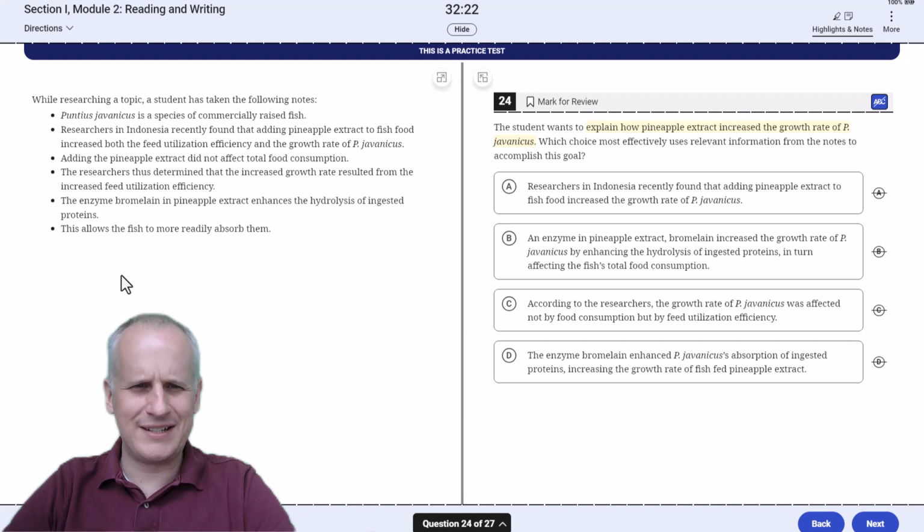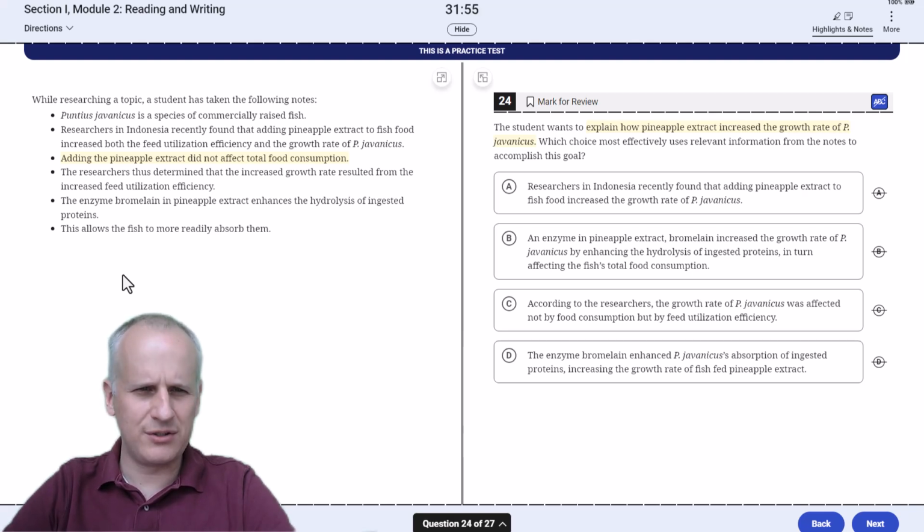Researchers in Indonesia recently found that adding pineapple extract to fish food increased both the feed utilization efficiency and the growth rate of P. javanicus. Again, that tells us what happened, not how the extract increased the growth rate. So we're not going to highlight that bullet. We then learn adding the pineapple extract did not affect total food consumption. So I at least here am talking about the pineapple extract and what it didn't do. This could be relevant. We'll highlight it.